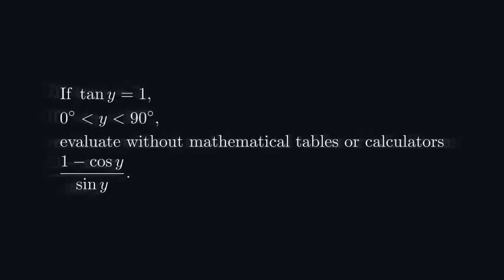Today, we are solving WASSCE November 2020 question 11b. We are given tan of y equals 1, and we need to evaluate a trigonometric expression without using mathematical tables or calculators. The question says if tan of y equals 1, where y is between 0 degrees and 90 degrees, evaluate 1 minus cosine of y over sine of y without mathematical tables or calculators.